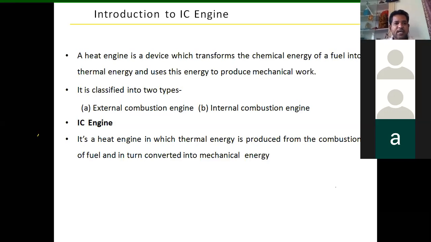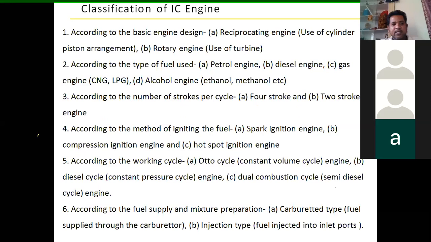If you say IC engine, it is nothing but a heat engine in which thermal energy is produced by the combustion of fuel and air mixture, and in turn it is converted into mechanical energy. Right, friends? So this is the definition of an IC engine. If you look at the classification of the IC engine, we find a variety of types of IC engines in the market, and the roads experience different types of IC engines.